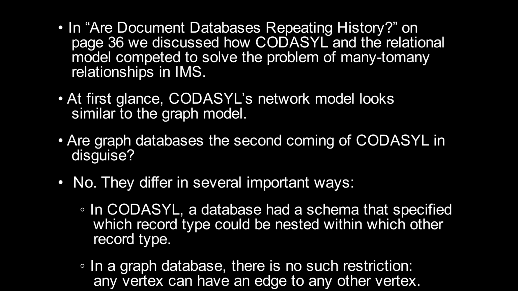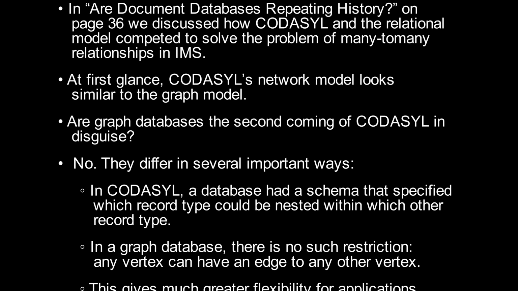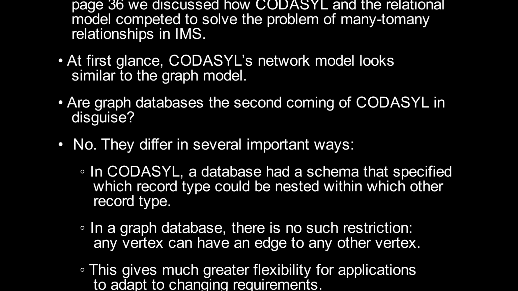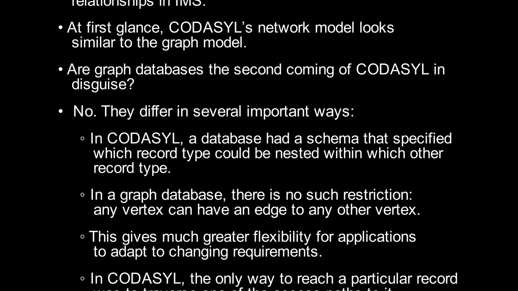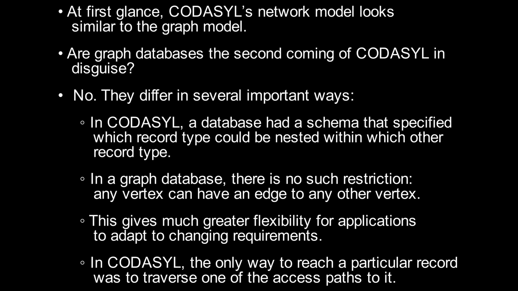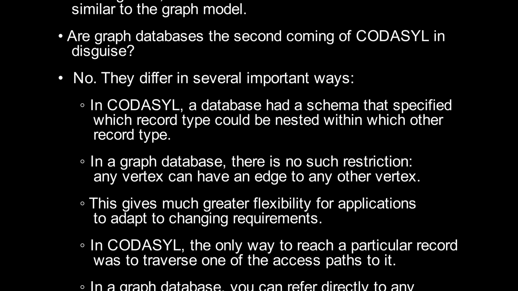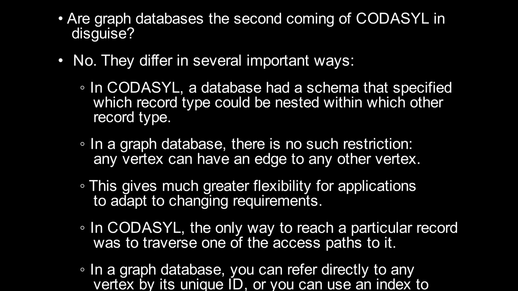In CODASYL, a database had a schema that specified which record type could be nested within which other record type. In a graph database, there is no such restriction. A vertex can have an edge to any other vertex. This gives much greater flexibility for applications to adapt to changing requirements.